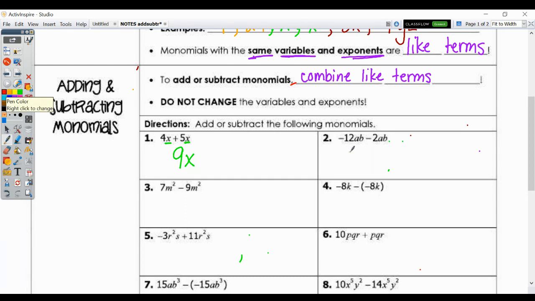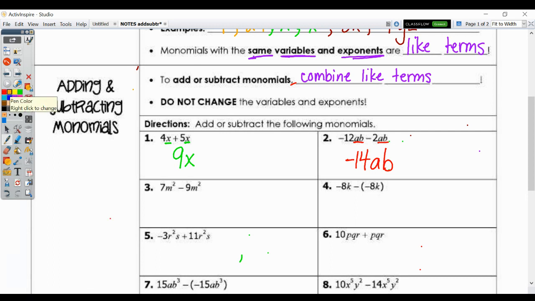Okay, look at number 2. You're looking after the coefficient. Coefficient is this big number in front, okay? So after the coefficient, AB. After this coefficient, AB. Okay, so now we just combine the like terms. What's negative 12 minus 2? That's negative 14. You do not change the variables or exponents, so you have AB on the end.